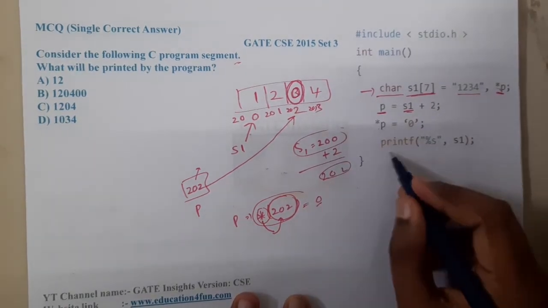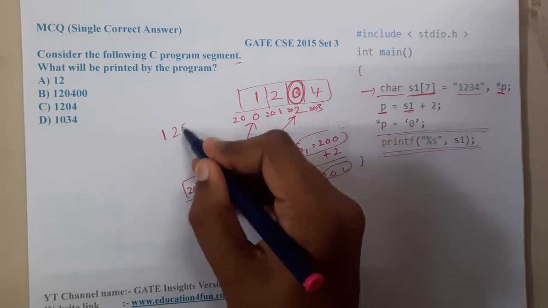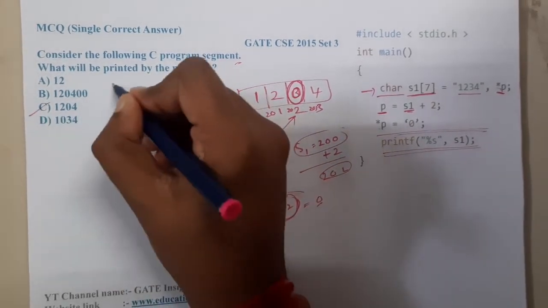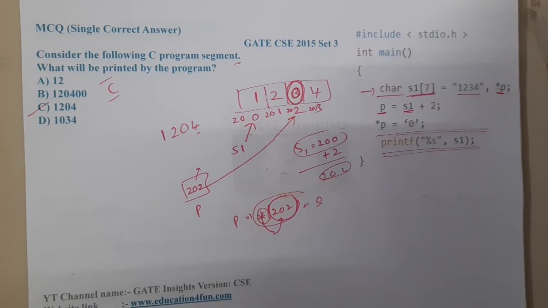Got it? So now you are just printing the value of S1. What is the value? It is 1204. That's it. So C will be the answer. It's quite a simple question, right? It is just based on your strings and pointers.